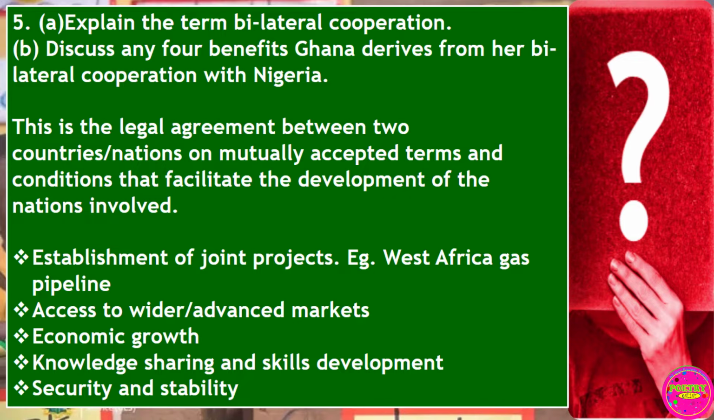Question 5b. Discuss any 4 benefits Ghana derives from a bilateral cooperation with Nigeria. Some of the points candidates were expected to provide as answers to the question were: establishment of joint projects, for example, the West Africa gas pipeline, access to wider or advanced markets, economic growth, knowledge sharing and skill development, security and stability.